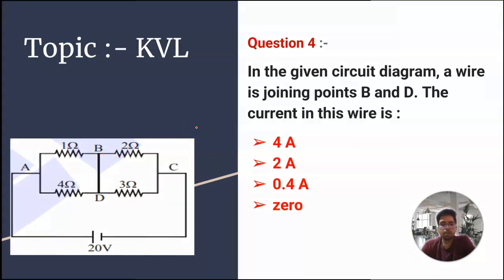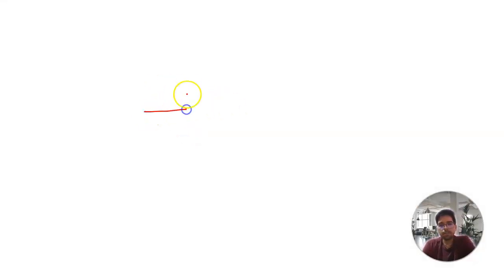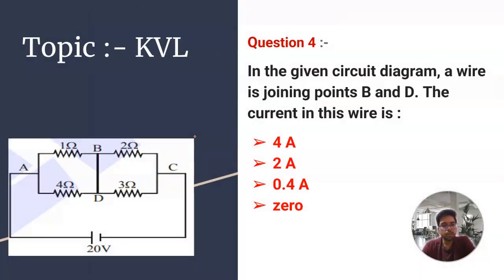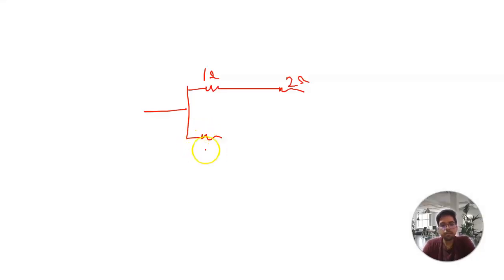So let us draw this circuit once again. This is 1 ohm. This is 2 ohm. This is 4 ohm, 4 ohm, 3 ohm, and this is 3 ohm. Clear?